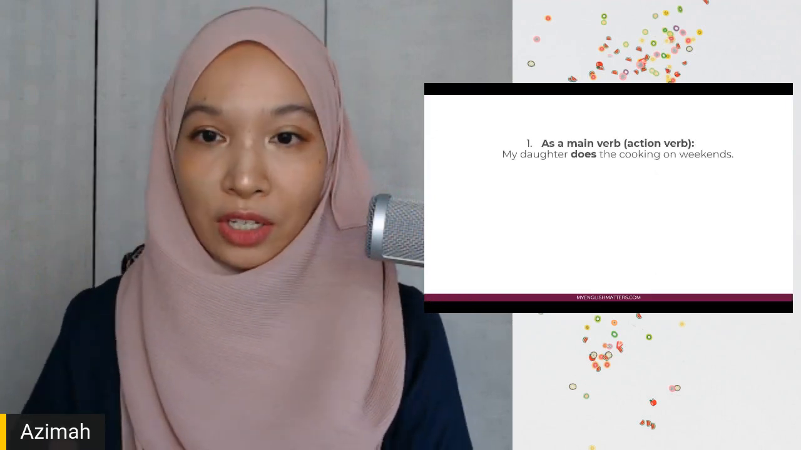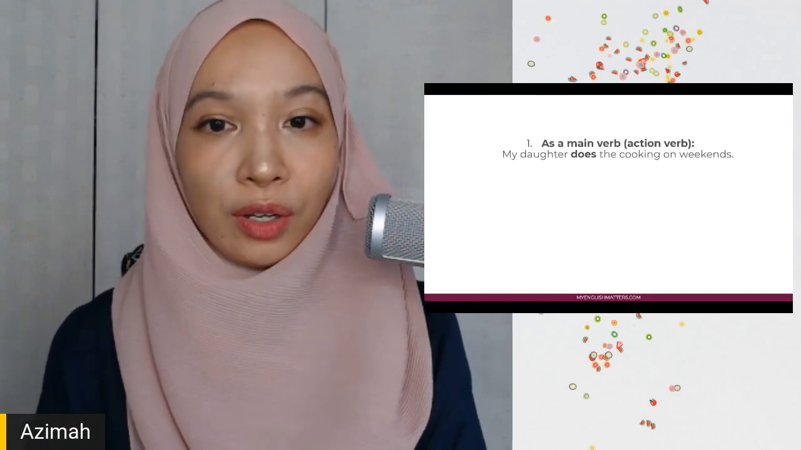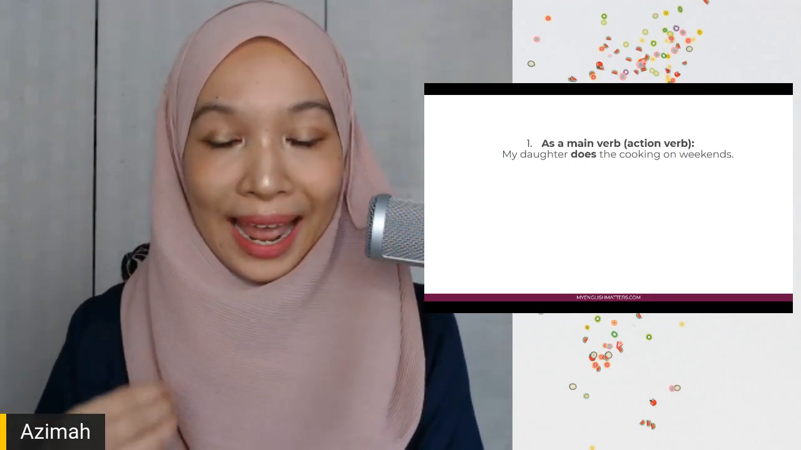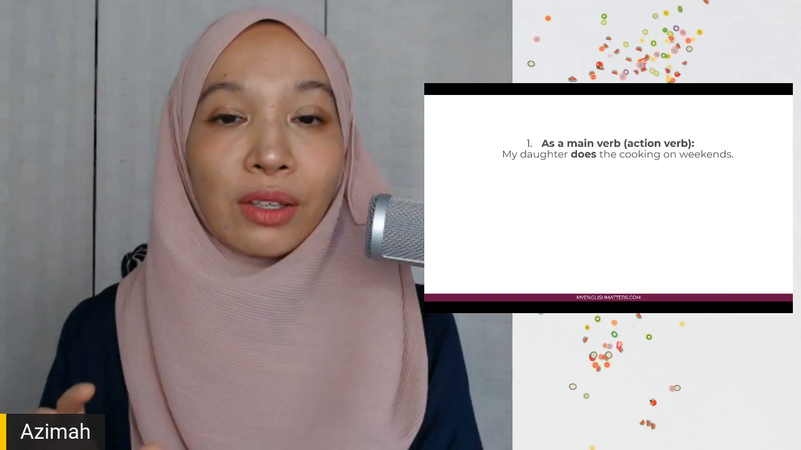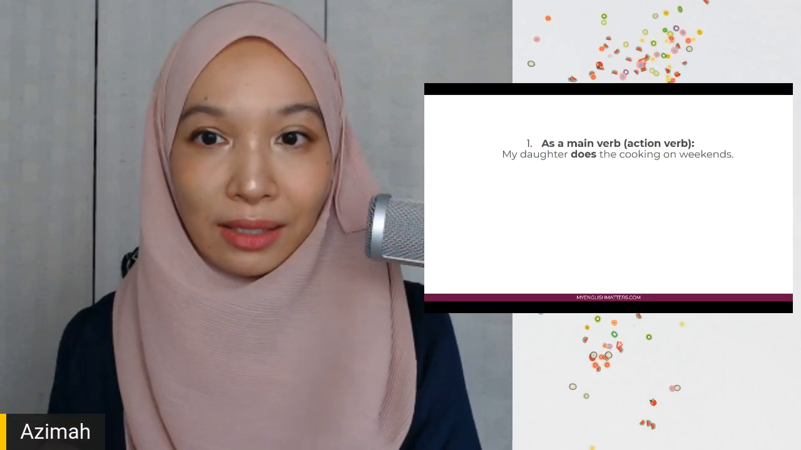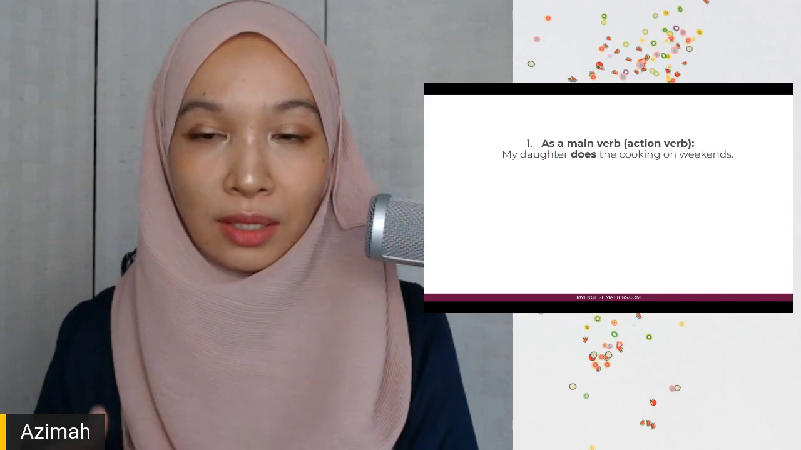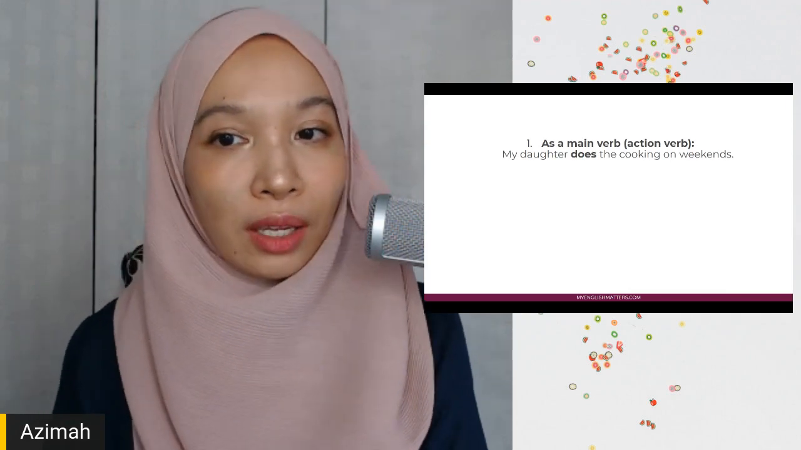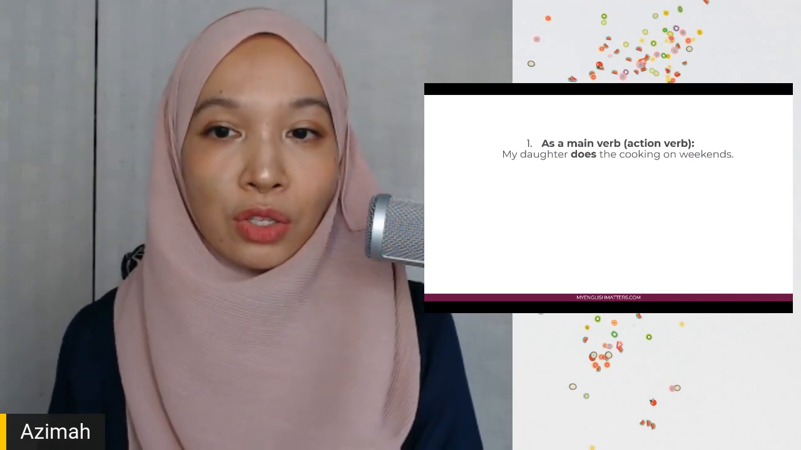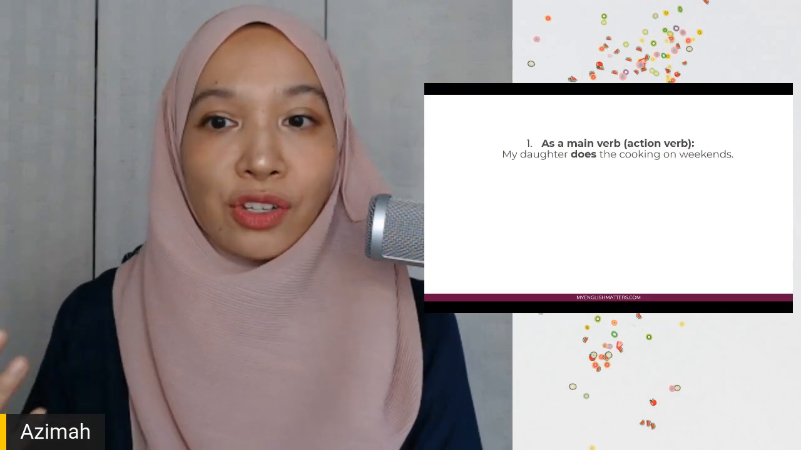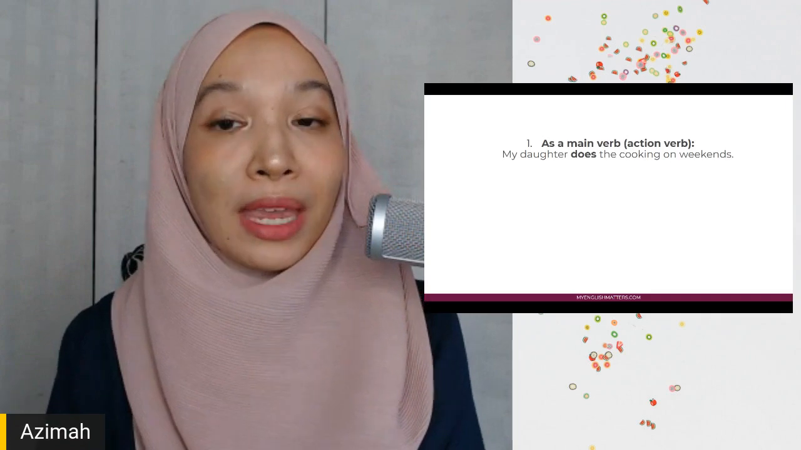Now, let's talk about the function of the do verb, okay? It can function as a main verb. It's an action verb. That means it's the only verb in the sentence. For example, my daughter, that's the subject, does the cooking on weekends. So here, does functions as an action verb. It's the only verb there. It's the main verb there.